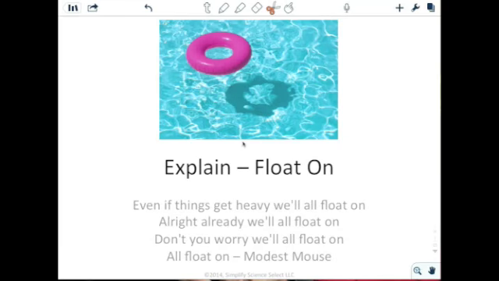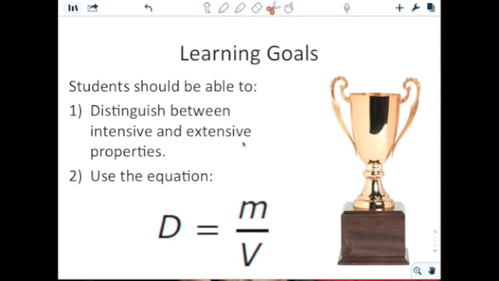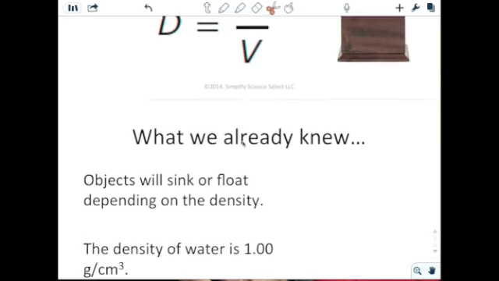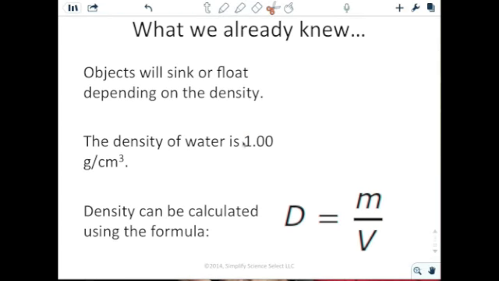Alright guys, let's go ahead and start talking about float on. This is a lecture where we are going to talk about distinguishing between intensive and extensive properties, and we're also going to use the equation density equals mass over volume. So I'm going to talk about these two things, starting off with what we already know.